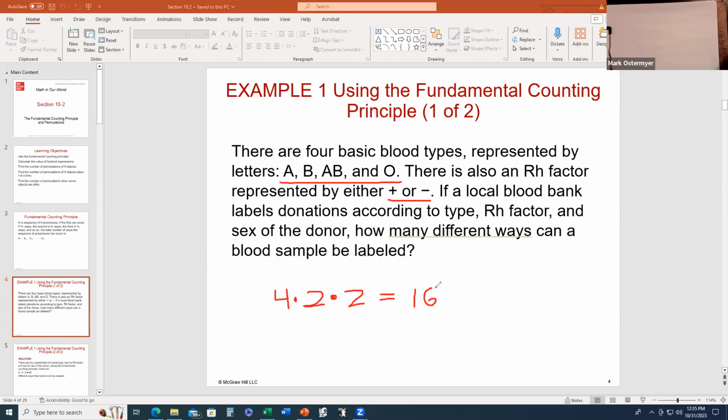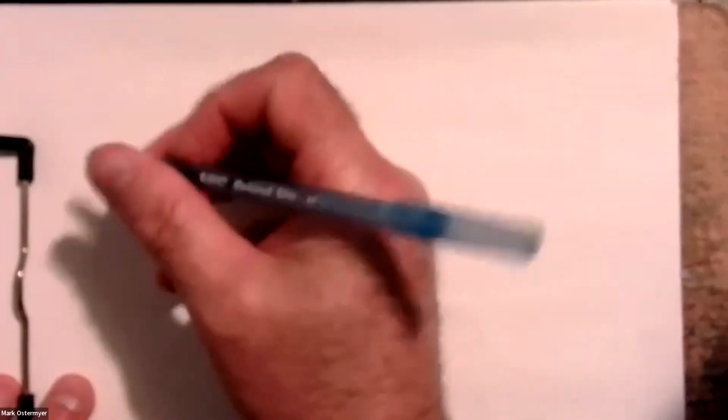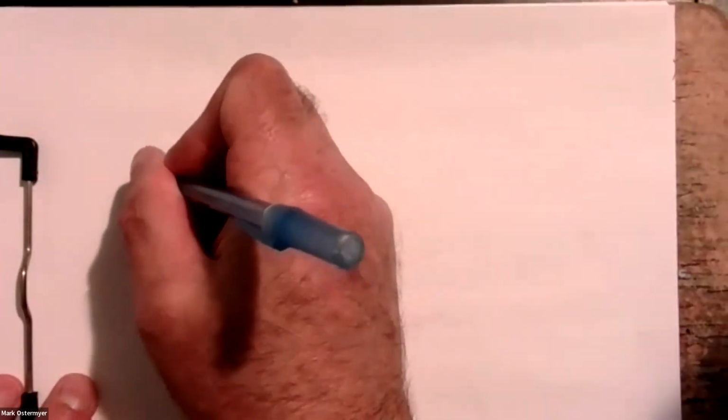Now, notice they did not want us to enumerate all the 16 different ways. They just wanted us to determine how many different ways blood samples can be arranged. If you wanted to enumerate the number of different ways, you probably would want to use what's called a tree structure to help you do that. Let me show you how you could build a tree. The first branch is going to be the blood type, so we're going to have 4 main branches here.